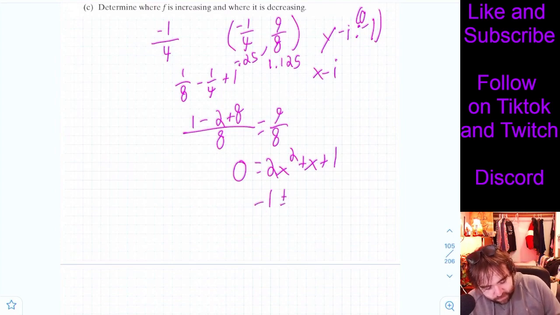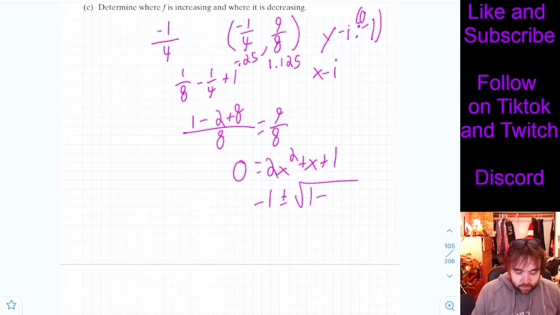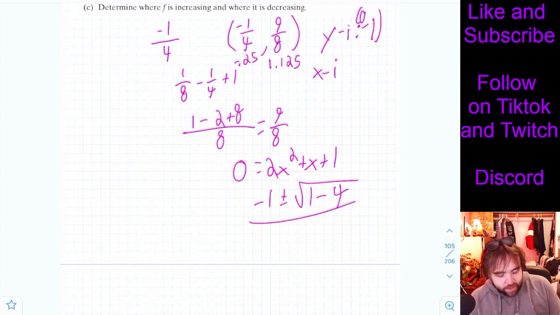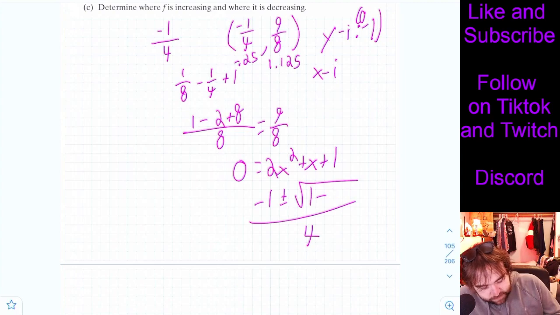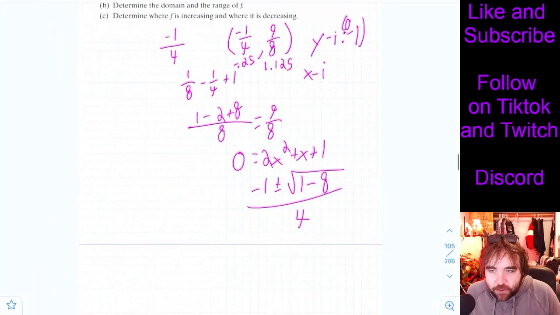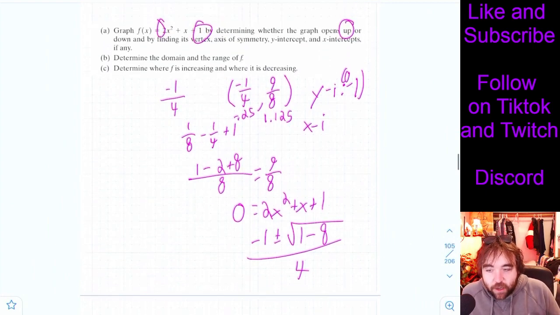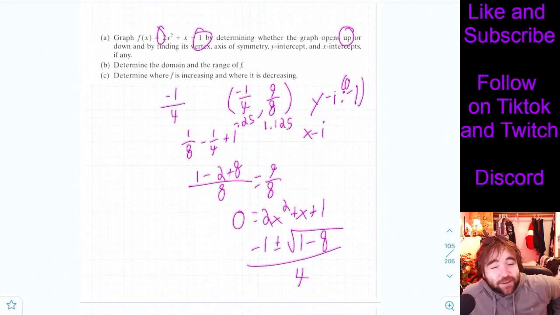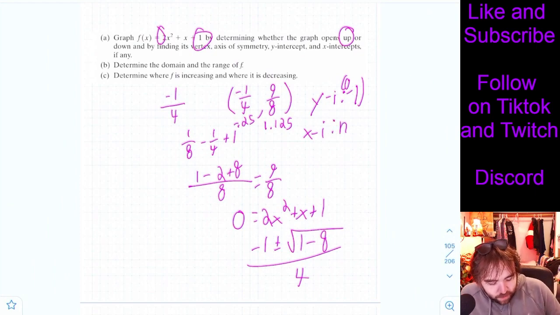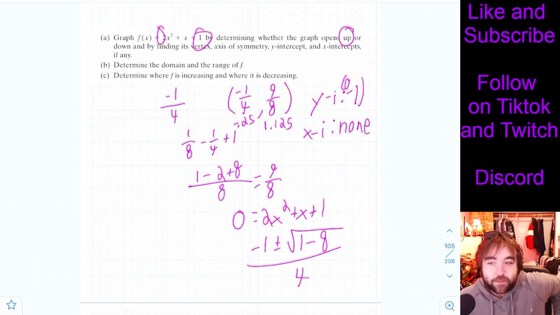Negative 1 plus or minus the square root of 1 minus 4. So look at that. We're getting a negative inside of, it's not 4, it's 8. It's even worse. We're getting a negative inside of the square root, right? Because that'll get us negative 7. So that's an imaginary answer. So we get like imaginary numbers for our x-intercepts. But since imaginary numbers aren't shown on the graph, that means there's none. That means there's none. There's no x-intercepts for this graph.